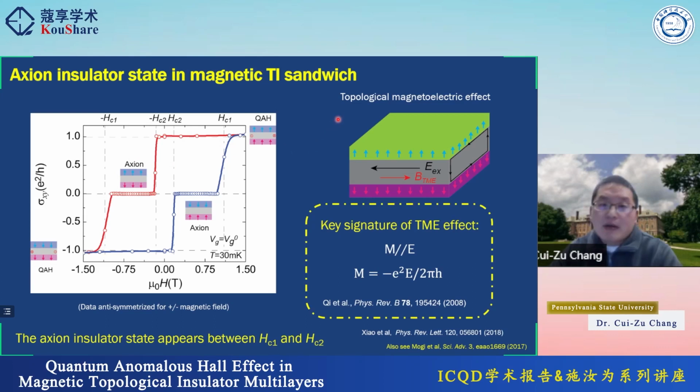The realization of the axion insulator provides a good platform for the detection of the topological magneto-electric effect. We know the magneto-electric effect is a very standard behavior in solid state physics. Why do we call it topological here? We usually call it the TME effect. The TME effect has two signatures. One is that the induced E and the applied B are always parallel to each other. At the same time, the coefficient between them is quantized. The detection of the TME effect is still ongoing in my group.